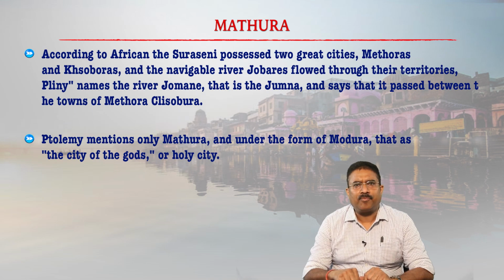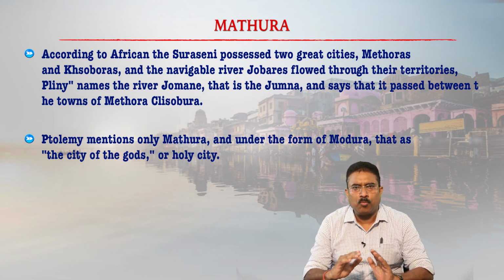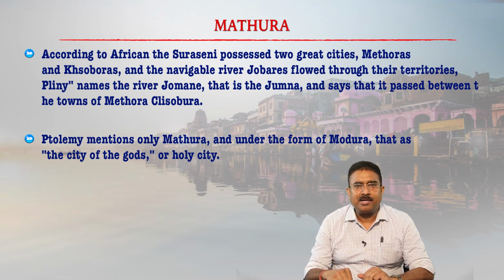According to Arrian, the Surseni, according to foreign author Pliny, Pliny basically gives the name of the river Jamuna, that is modern day Yamuna river itself. He has written it like Jomanes and says that it passed between the towns of Mathura and Clisobora. Ptolemy mentions only Mathura, and it is significant to note that he himself has called this city the city of gods or a holy city.